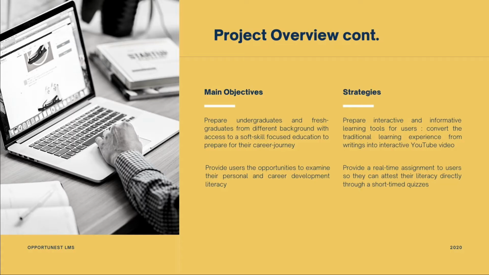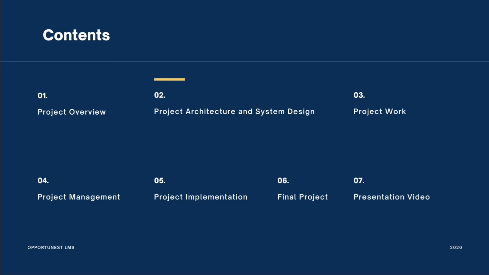There are 2 main objectives for this project. First one is our project must be able to serve undergraduates and fresh graduates from different backgrounds with access to soft skill education in regards to preparing their career journey. Second is our project must be able to provide users the opportunities to examine their personal and career development literacy.